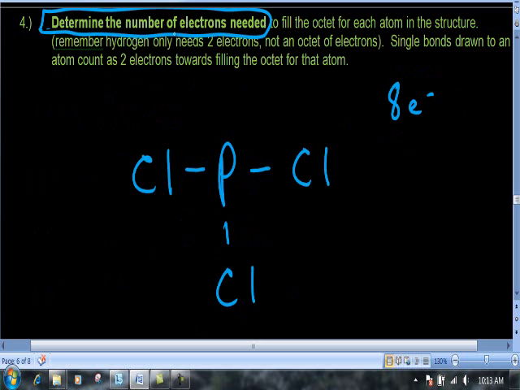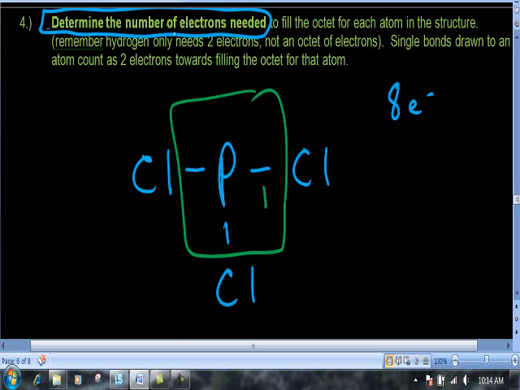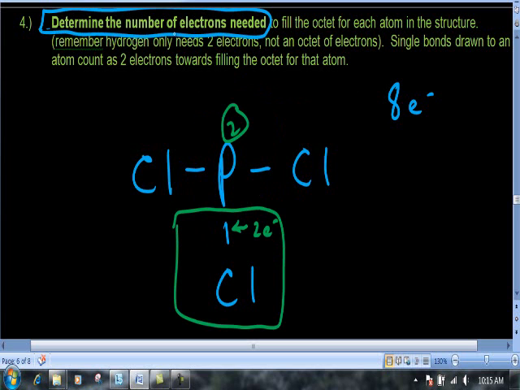Each bond counts as 2 electrons. If we initially focus on the phosphorus atom, phosphorus already has 6 electrons surrounding it, 2 electrons in each of the bonds attached to the phosphorus. So phosphorus still needs 2 electrons to complete its octet.